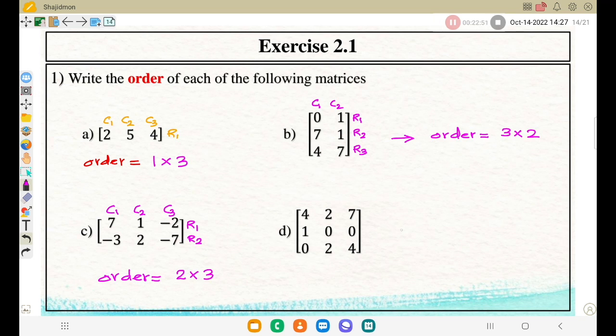Okay. Now what is the order of question number D? The D matrix order: this is the first row, second row, third row, column number 1, column number 2 and column number 3. So 3 rows are there and 3 columns are there. So it is a 3 by 3 matrix. Hope you understood the idea. Totally 9 elements in that matrix, because 3 multiplied by 3 is 9.